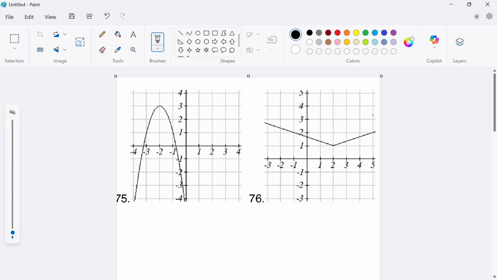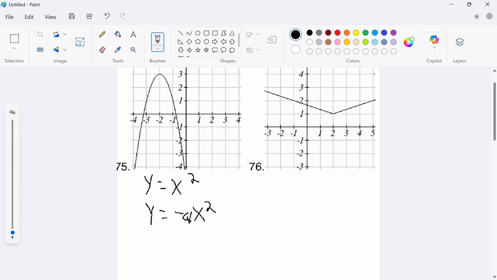I'll do 75 first. This one is a parabola. It's upside down, so I know it's got an a, but it's negative. The term in front is negative. So y equals x squared is the parent function. This is going to be some kind of y equals negative a x squared, but I don't know what that a is. But I'm going to find out what it is by looking at some values.